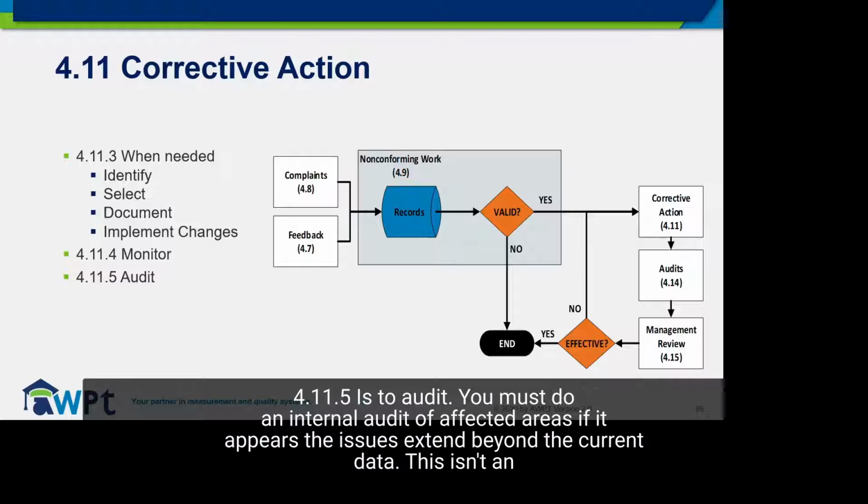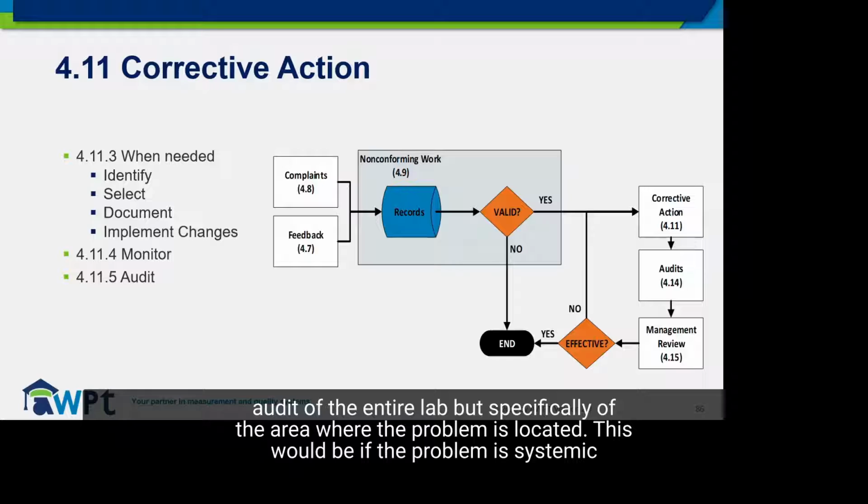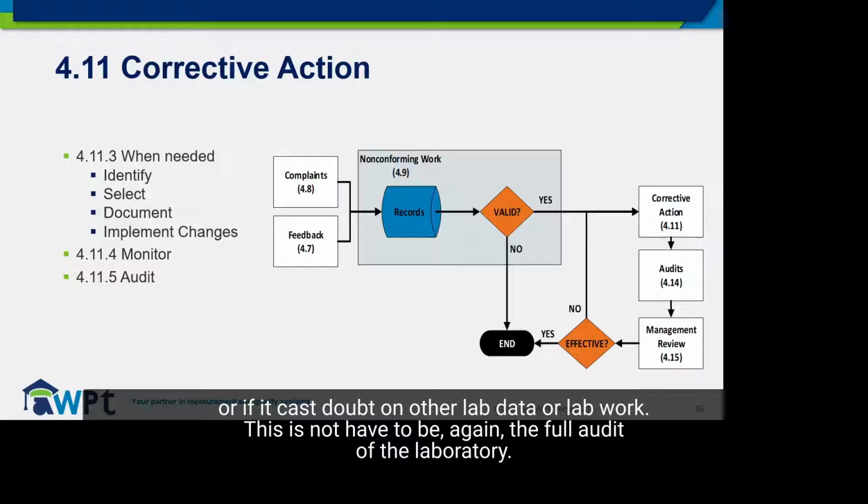4.11.5 is to audit. You must do an internal audit of affected areas if it appears the issues extend beyond the current data. This is an audit of the entire lab, but specifically of the area where the problem is located. This would be if the problem is systematic or if it casts doubt on other lab data or lab work. This does not have to be, again, the full audit of the laboratory.